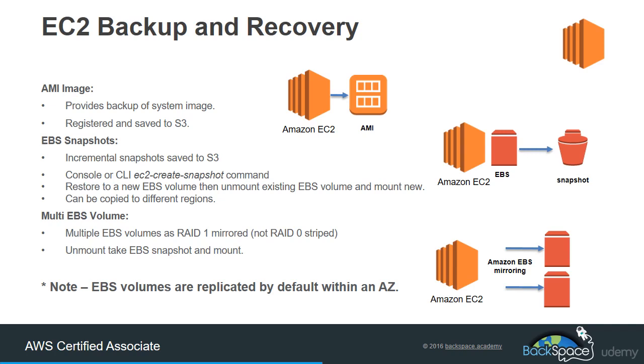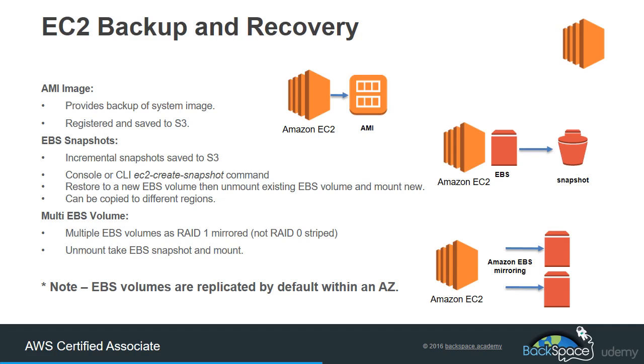And these can be copied to different regions. So the other thing we can look at is using multiple EBS volumes. So multiple EBS volumes configured as a RAID 1 mirrored, not RAID 0 striped. And by doing that, to recover, we can unmount and then take an EBS snapshot and mount again.